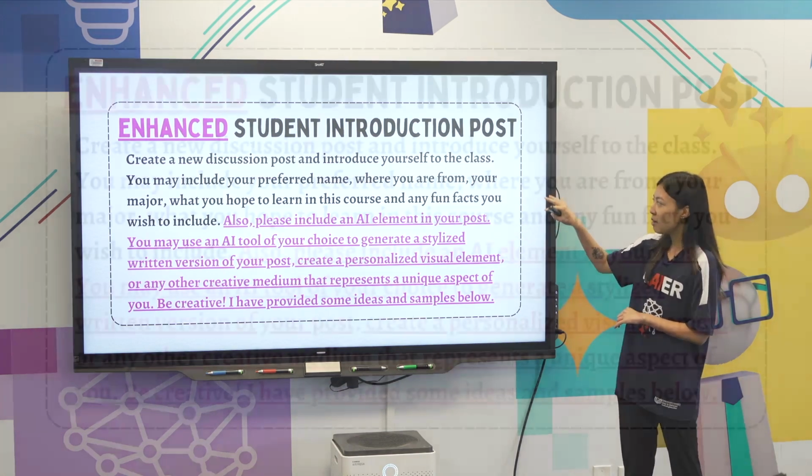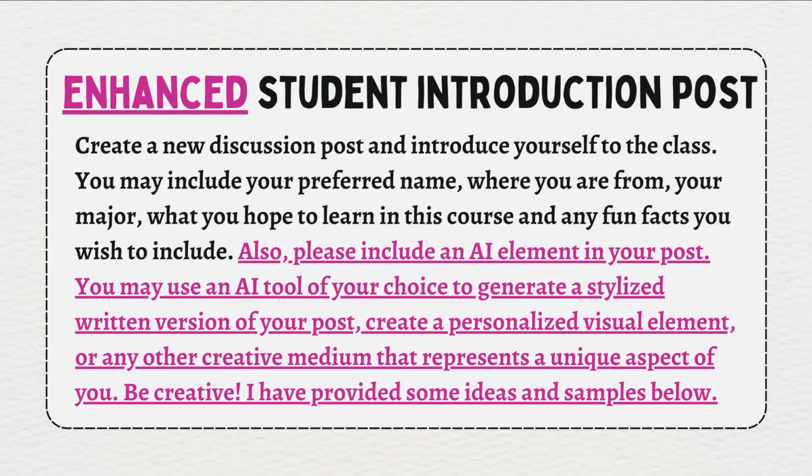So it's the same instructions as before on the previous slide, but I'll just read aloud the inclusions for the AI element. Also, please include an AI element in your post. You may use an AI tool of your choice to generate a stylized written version of your post, or create a personalized visual element, or any other creative medium that represents a unique aspect of you. Be creative. I have provided some ideas and samples below.